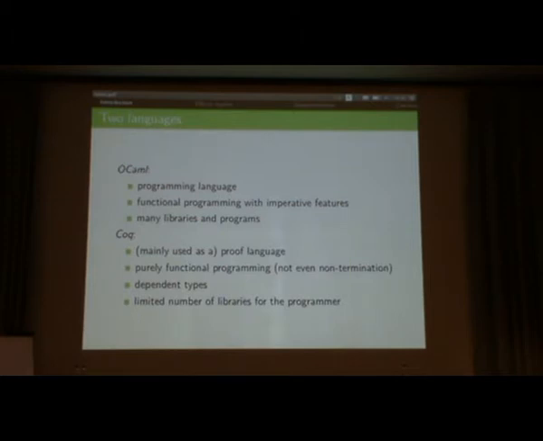And there is also Coq. So how many of you know about Coq? So it's mainly used as a proof language. It has also a programming part which is purely functional, so you don't have mutable states, exceptions, and you don't even have non-termination. But it has powerful features like dependent types, but a limited number of libraries for programmers.